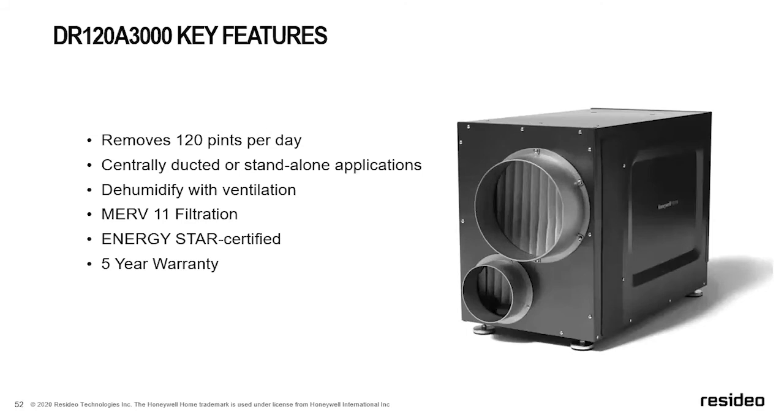And then lastly, our DR120. It's a larger dehumidifier, 120 pints per day. Same thing with the 6-inch air inlet if I want to do fresh outside air ventilation in addition to our dehumidification. I can dehumidify while I'm actually venting, which is great, and centrally ducted or standalone. This unit also requires a remote dehumidistat. It does not have an onboard one, and it can also be utilized in light commercial applications.